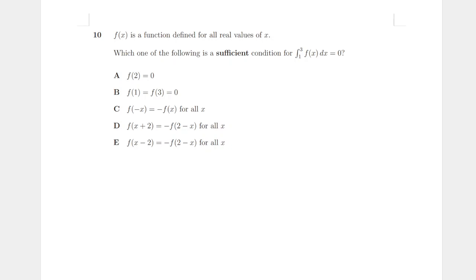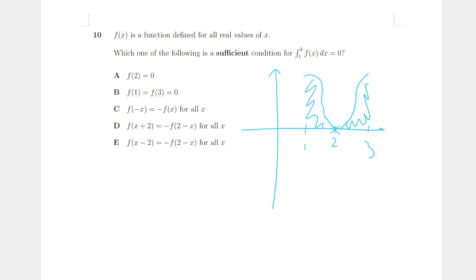So when f(2) equals 0, does the integral have to be 0? Let's see. What if I draw something like this? Let's say f(2) is 0, so I must pass through this point. What if I do something like this? Then the integral is clearly not 0, right? Because there's area here. But f(2) is indeed 0. So that's why A is not a sufficient condition, all right?